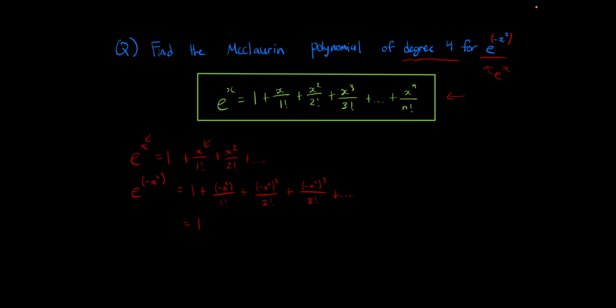So we get 1 minus x squared plus x to the 4 over 2 minus x to the 6 over 6 plus dot dot dot. And again, we do not want this term because it is x to the 6. We don't care about that. So therefore, the answer is 1 minus x squared plus x to the 4 over 2. And that is our 4th degree Maclaurin polynomial.